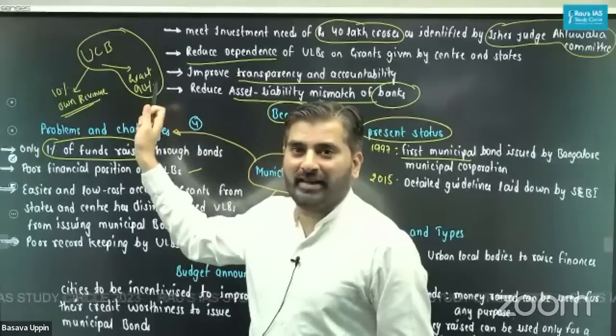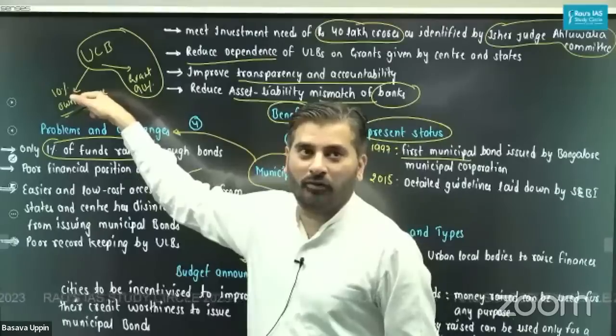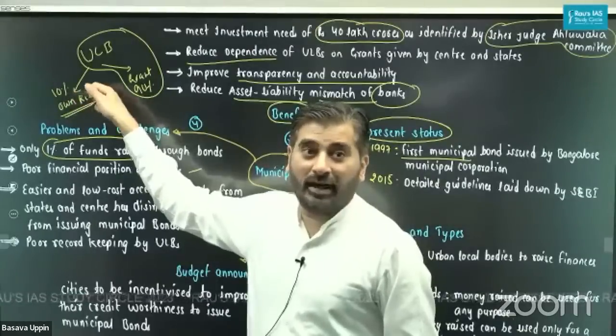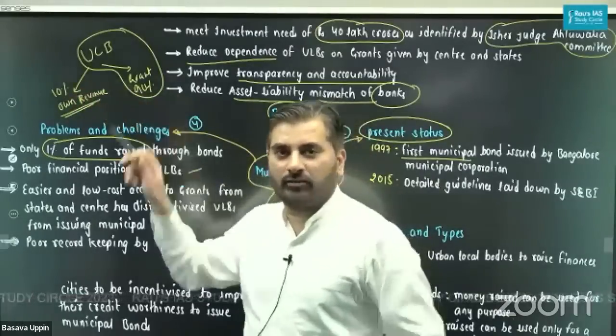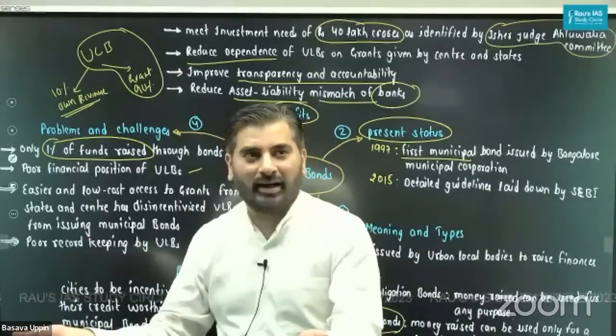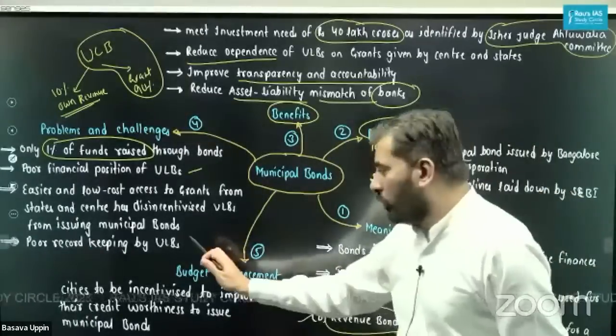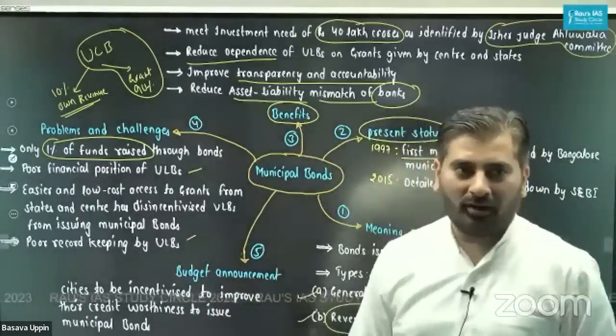So when they're getting this easy money, why go for a route which is more difficult? Because this is a loan which they are taking for municipal bonds. They have to repay the loans. So they are always going for the easier route. The easier route is to depend upon the grants given by the center as well as states. And look at the last part, poor record keeping by urban local bodies.